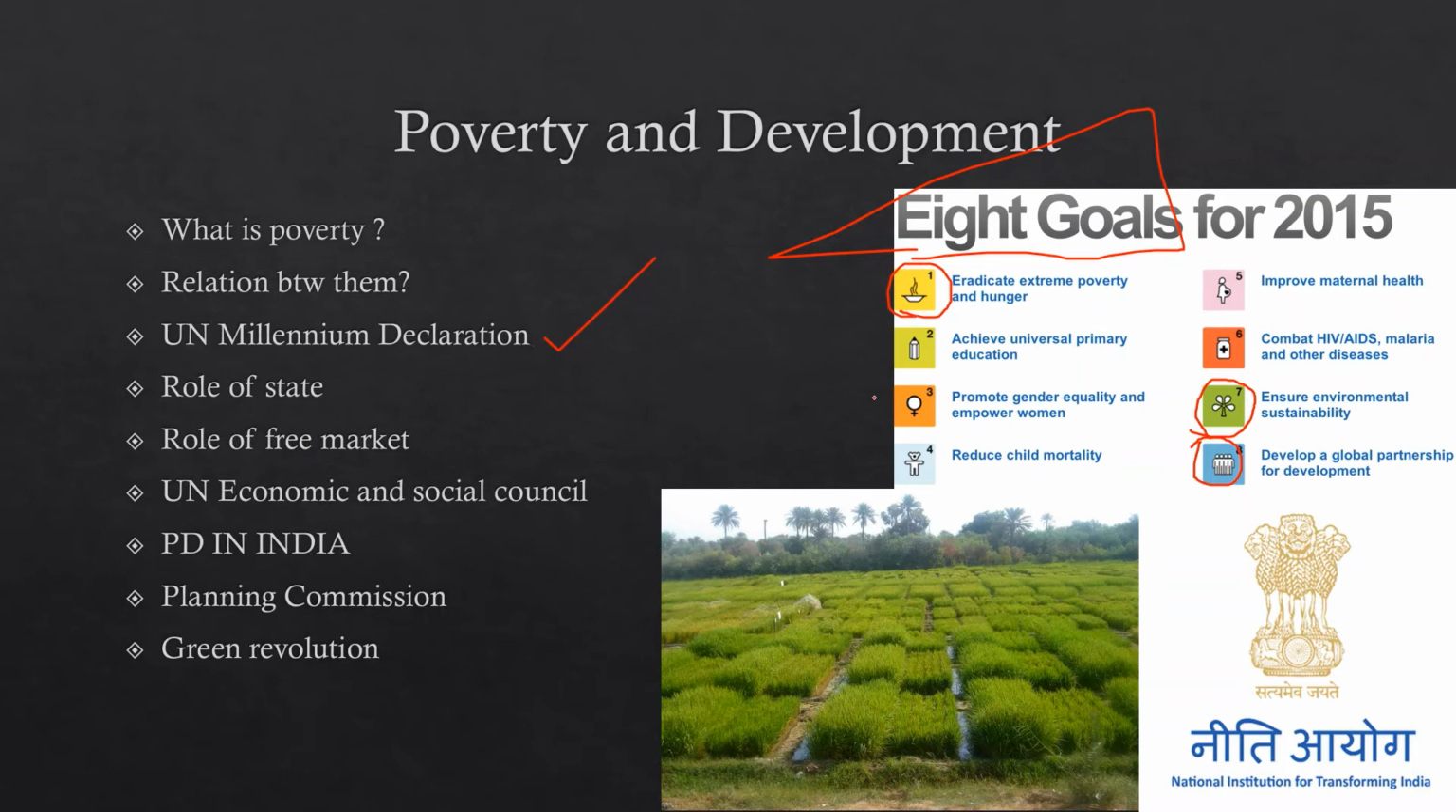This type of question can be asked as an objective question, so be careful and make a note of it in your mind. Next will be the role of the state.